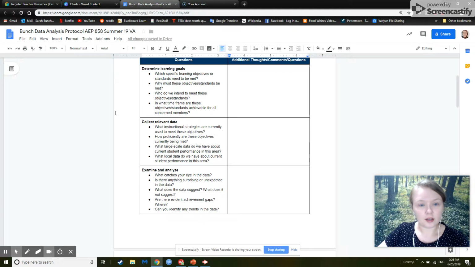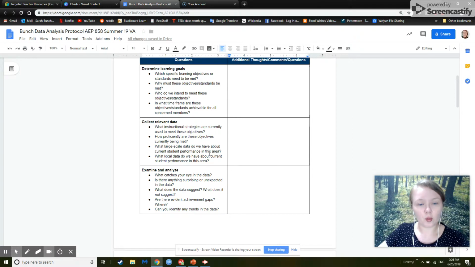The second section is to collect relevant data. So here we have 4 questions. First question, what instructional strategies are currently used to meet these objectives? How proficiently are these objectives currently being met? What large-scale data do we have about current student performance in this area? So national tests or school-wide exams or even provincial exams that they take.